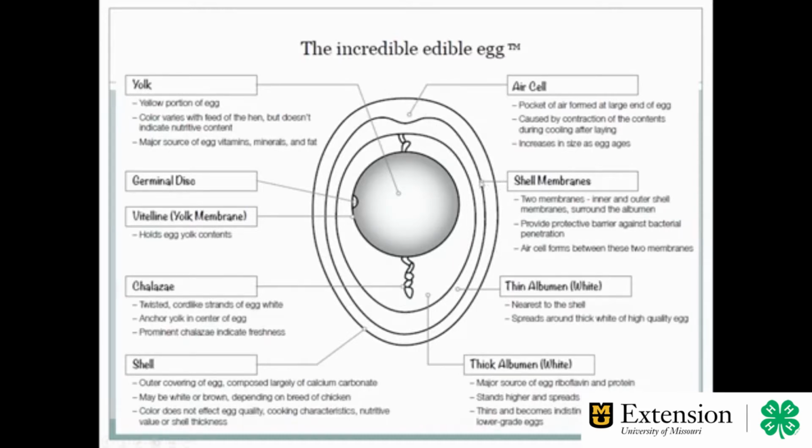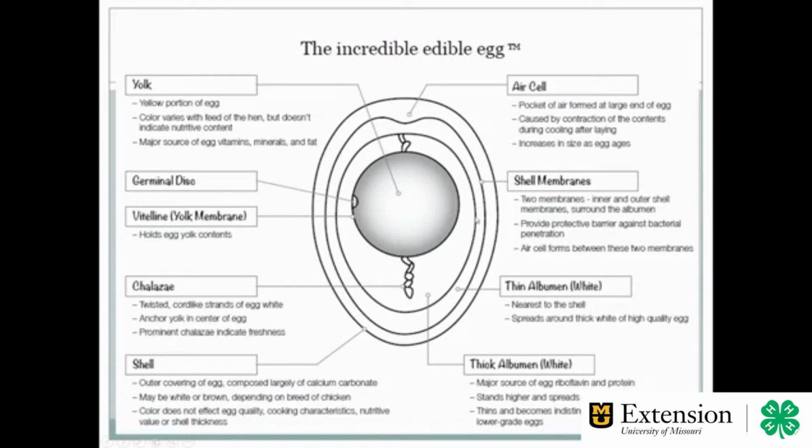The shell membranes inside the egg, there's 2 of them. There's an inner and an outer shell membrane. These surround or contain the albumin. So the albumin is the white portion. When we fry it, it turns white. That's the clear fluid around the yolk when it's not cooked, and then it turns white. The albumin provides a protective barrier against bacterial penetration, and it's the 2 layers that the air cell forms in between.